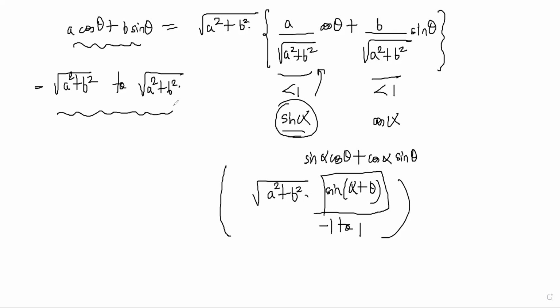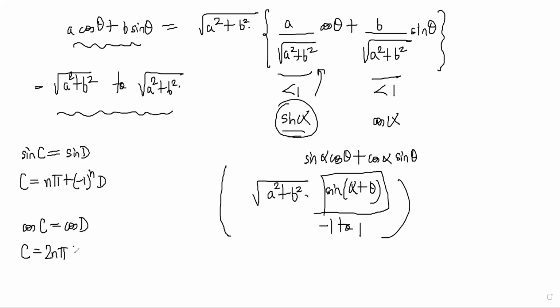Okay, then nothing much to remember here except the trigonometric general solution formulas. Sine C is equal to sine d implies C is equal to n pi plus -1 to the power n into d. Cos C is equal to cos d implies C is equal to 2n pi plus minus d, and tan C is equal to tan d implies C is equal to n pi plus d, right?